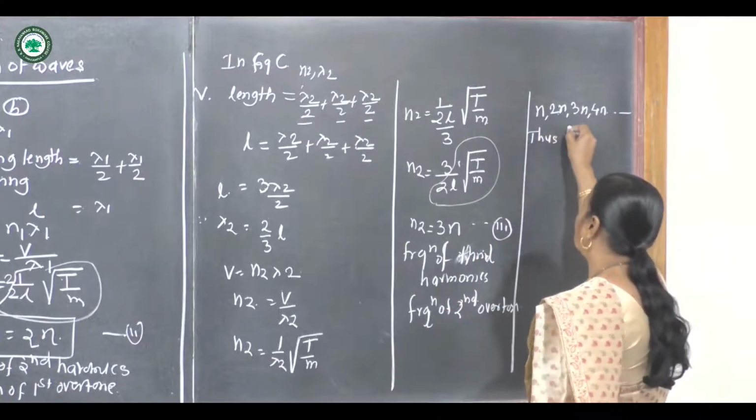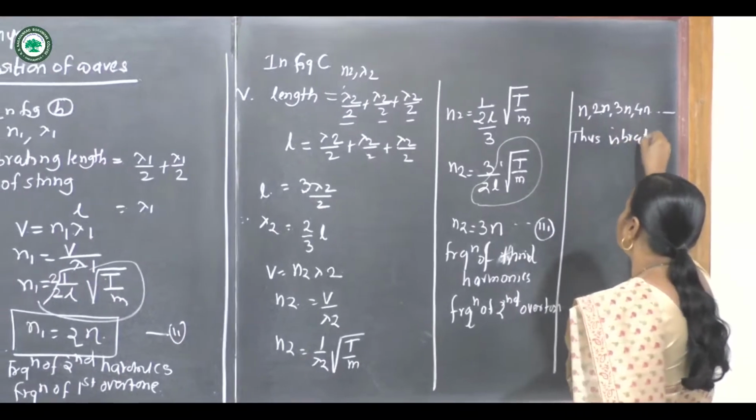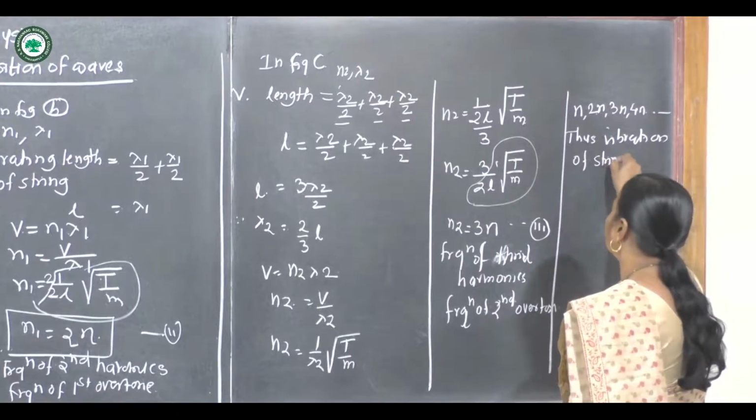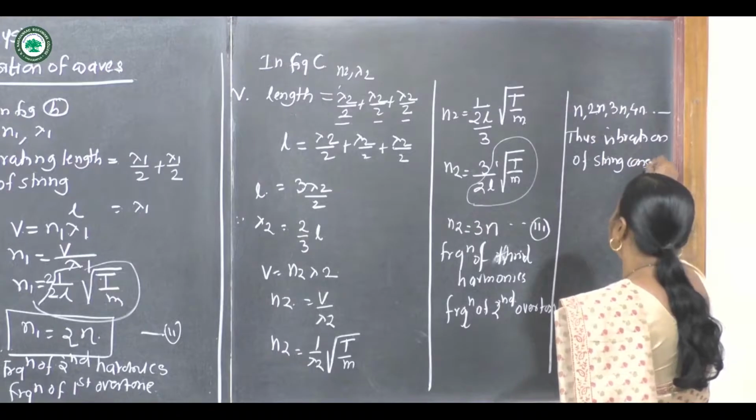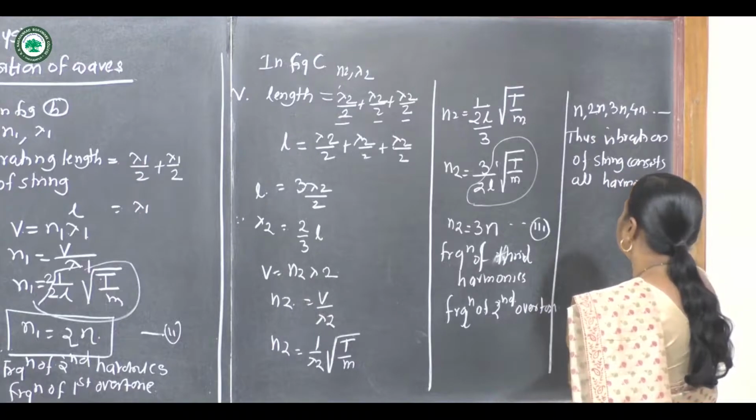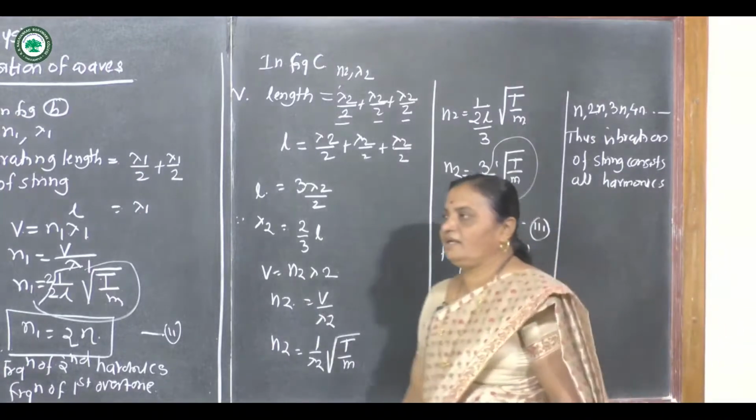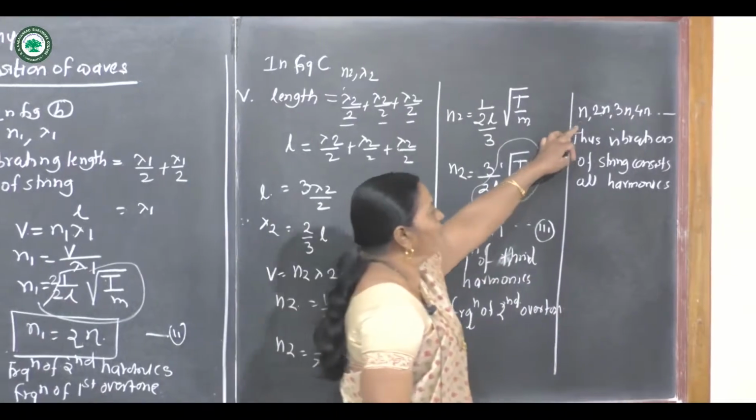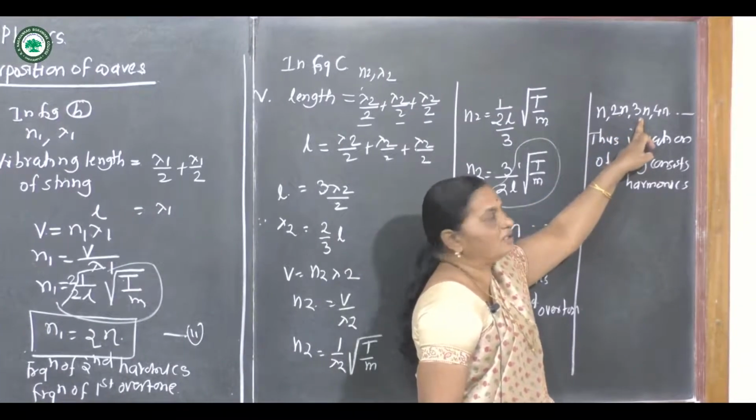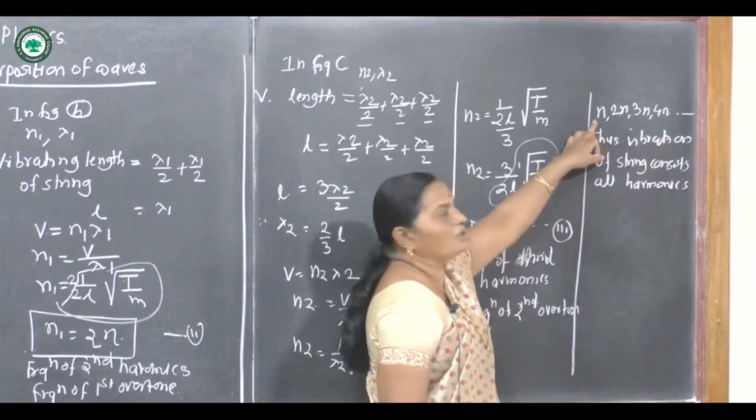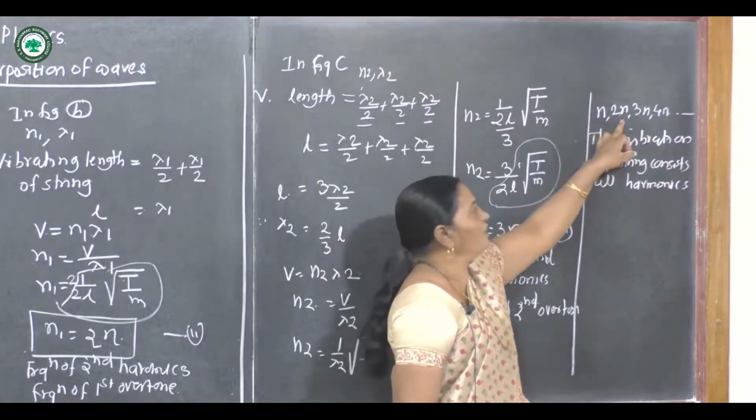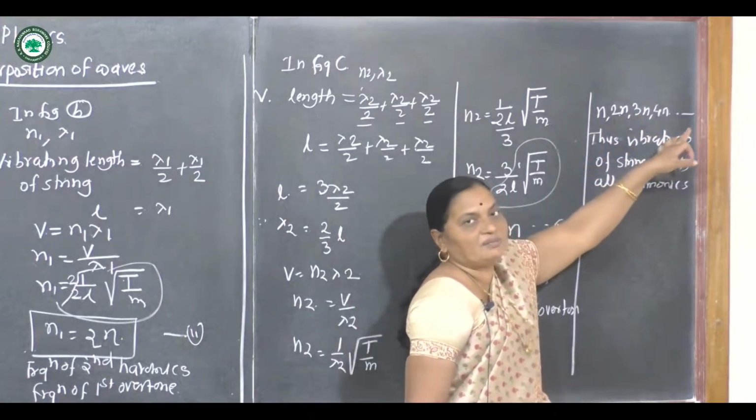Thus, the vibration of the string consists of all frequencies, all harmonics. Thus we can say that N is the frequency called the fundamental frequency. This is the frequency for the second mode, this is the frequency for the third mode, and so on. This is called the fundamental frequency, that is the first harmonic. This is called the second harmonic, this is the third harmonic, fourth harmonic, etc.